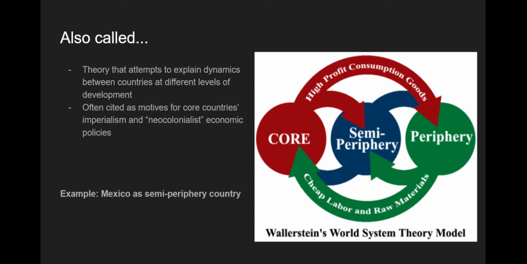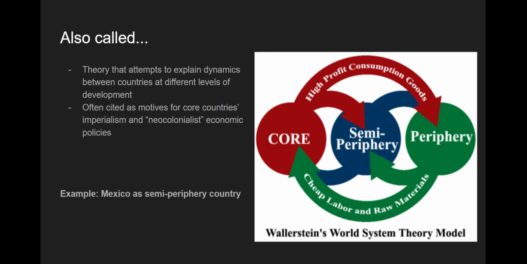Like I said before, the way to think of the model is that every country in the world falls into one of three categories, and the core tends to exploit the semi-periphery and the periphery for resources and labor, and the periphery tends to be exploited by both the semi-periphery and the core. And obviously, the semi-periphery does some exploiting and some is exploited in some ways.